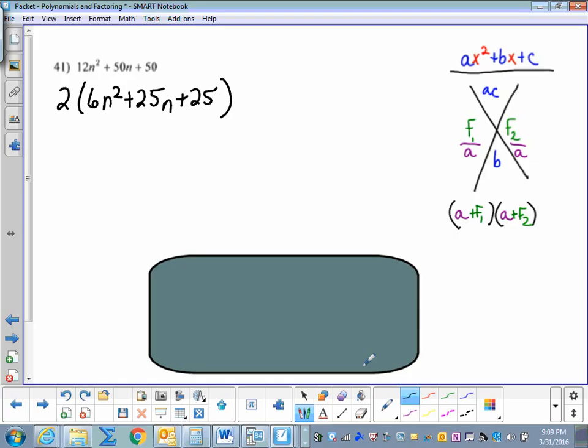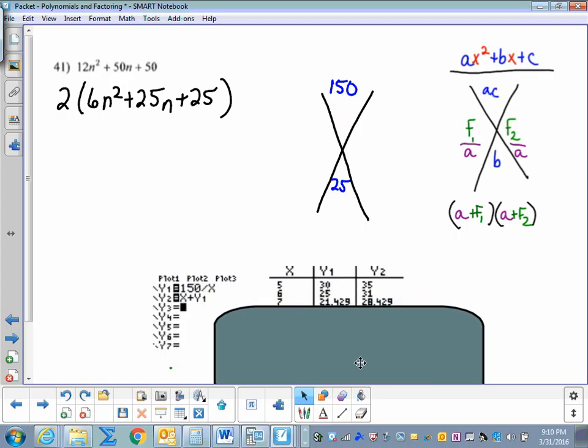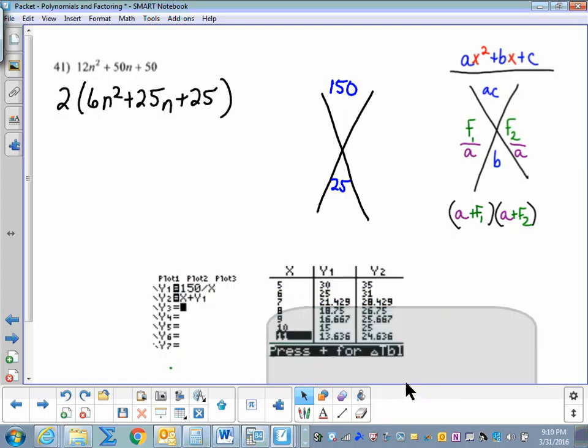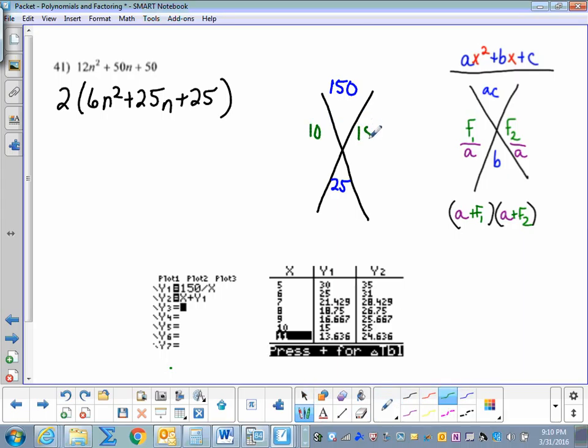So 6 times 25 is 150. And then we have the 25 here. So what are the factors? They are going to again be 10 and 15. And we're going to divide by the leading coefficient. Not this 2, this has just been factored out. We just factor it out and then it comes back at the end.